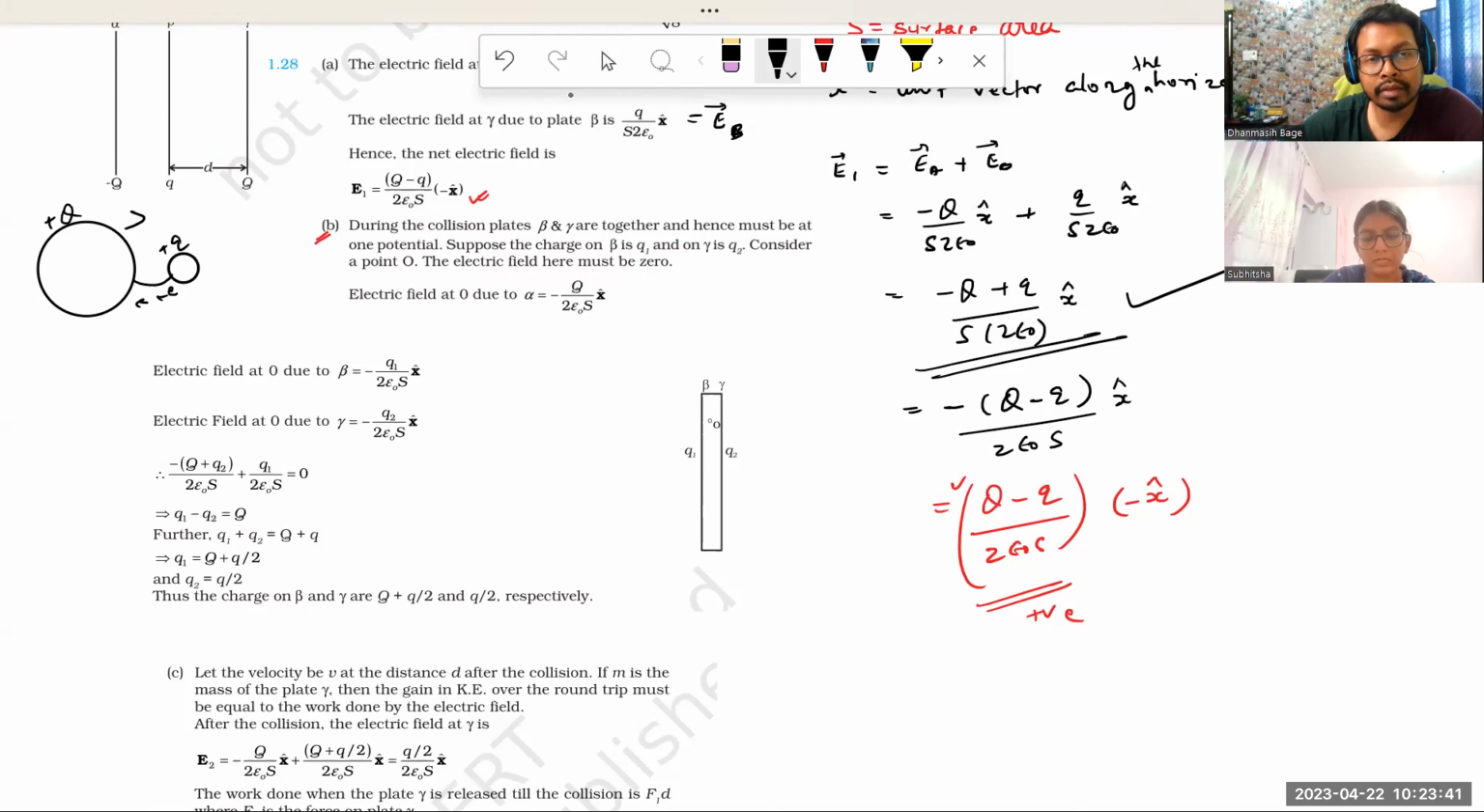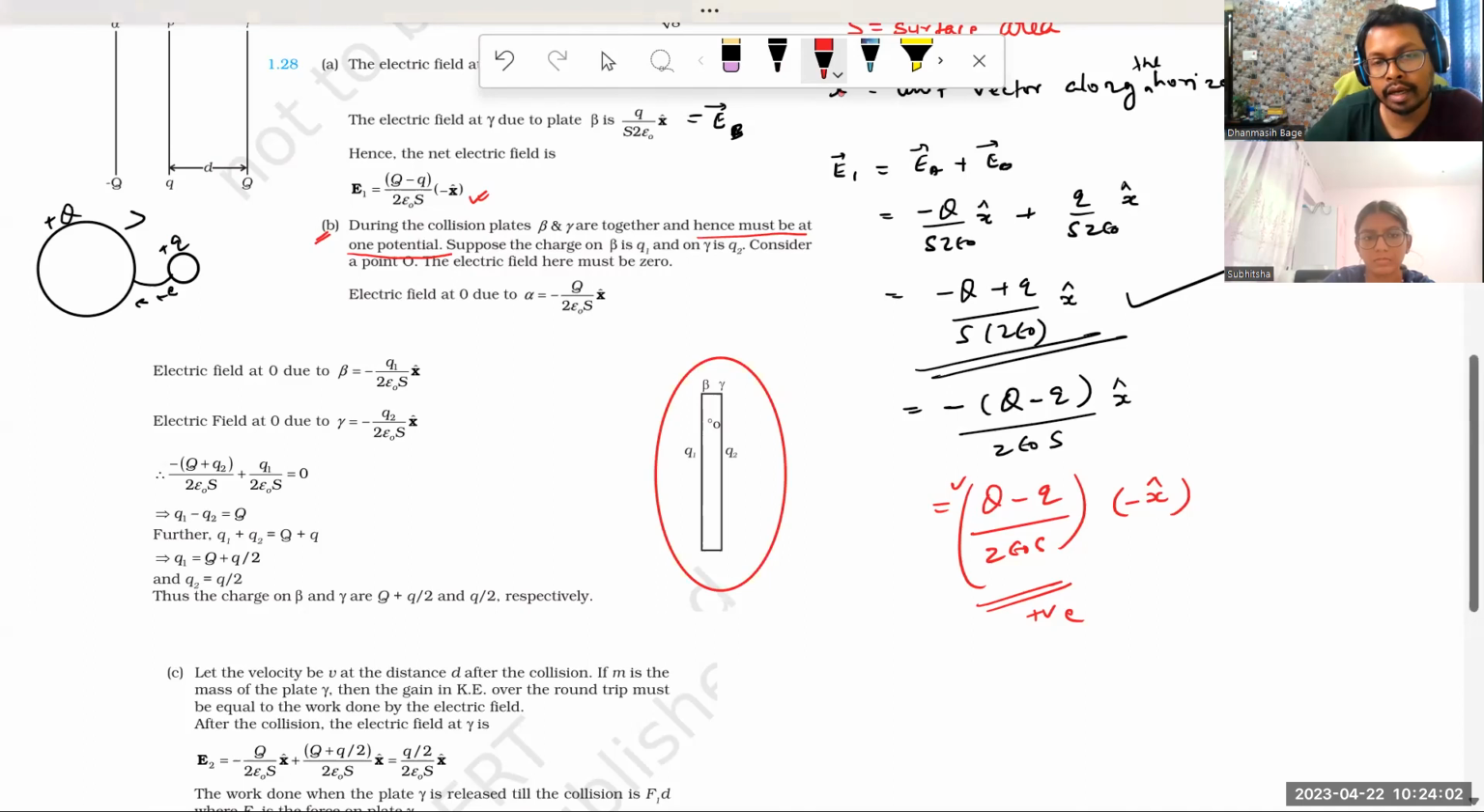So during the collision, plates beta and gamma are together and hence must be at one potential, they are saying. Suppose the charge on beta is Q1 and on gamma is Q2, and consider a point O here. The electric field here must be zero. Electric field at O due to alpha is in the negative x direction, correct?